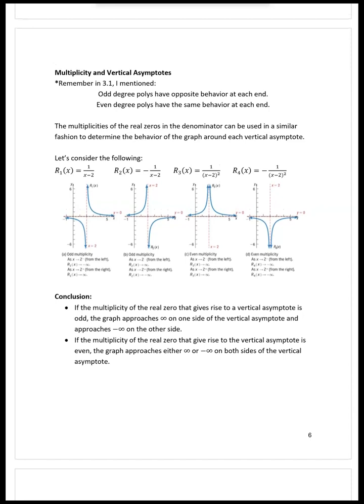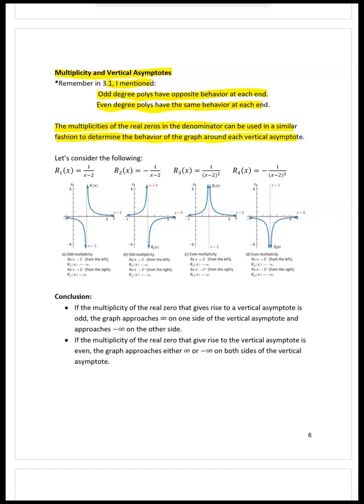Okay, so this is multiplicity and vertical asymptotes. Remember in 3.1 that I mentioned odd degree polynomials have opposite behavior at the ends, and even degree polynomials have the same behavior at the ends. Let's look at this. The multiplicities of real zeros in the denominator can be used in a similar fashion to determine the behavior of a graph around each vertical asymptote.